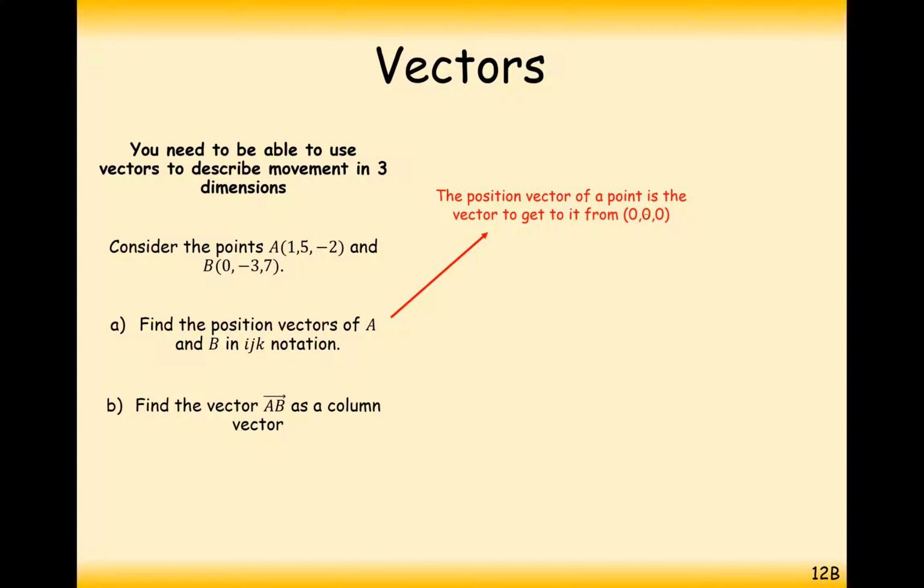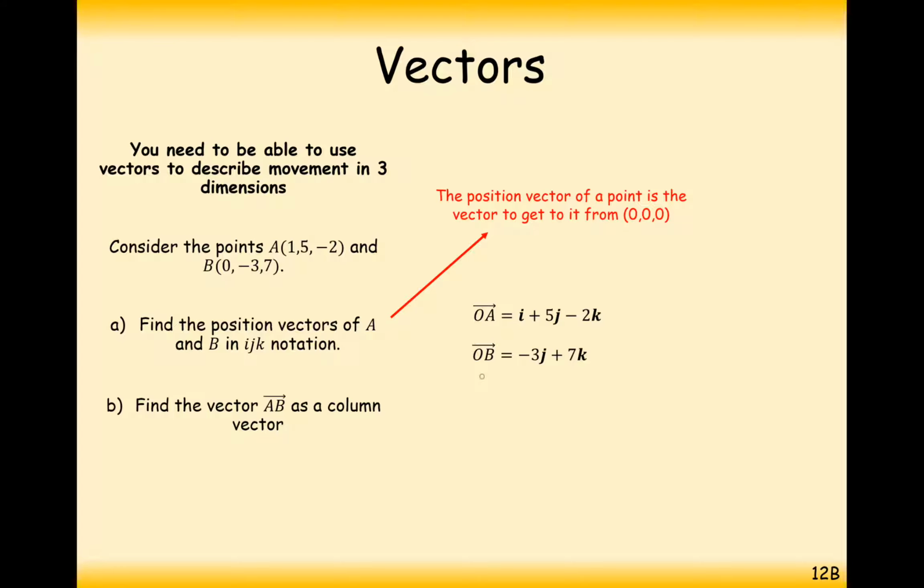The position vector of a point is the vector to get it from (0, 0, 0). So in this case, O to the coordinate A is a movement of 1 in the x direction, 5 in the y direction, and minus 2 in the z direction. So the point A has effectively a position vector of i plus 5j minus 2k. It's effectively the vector to get from O to the point you're currently at.